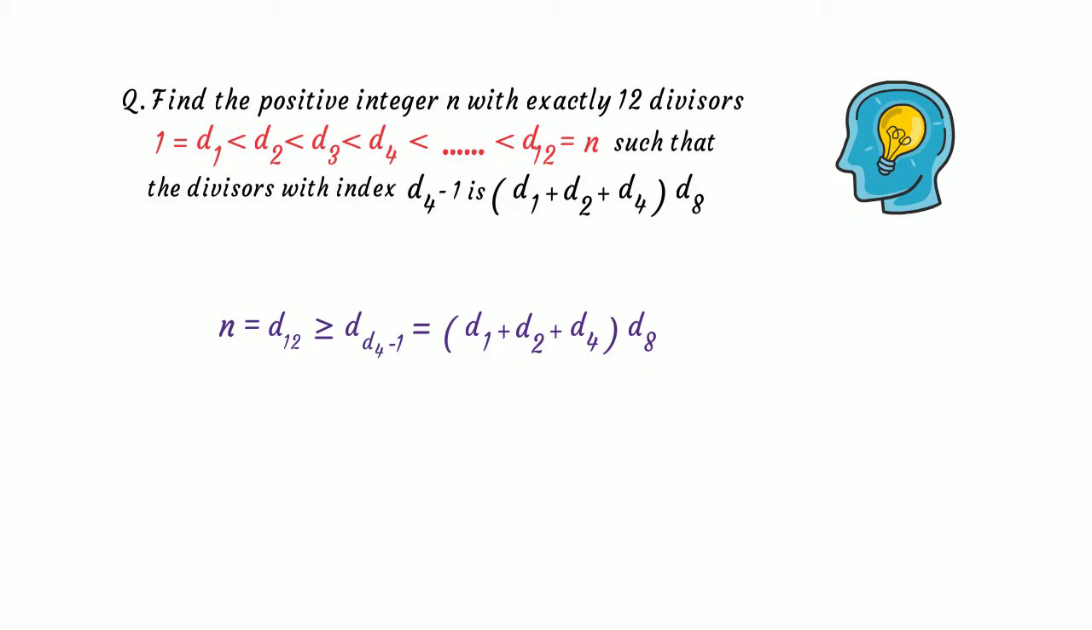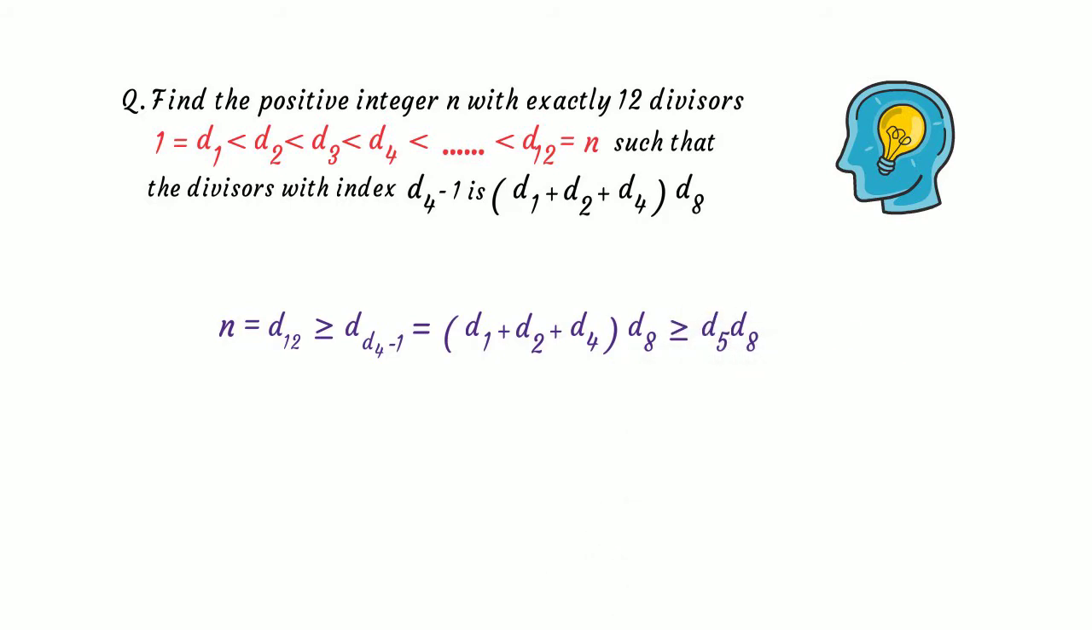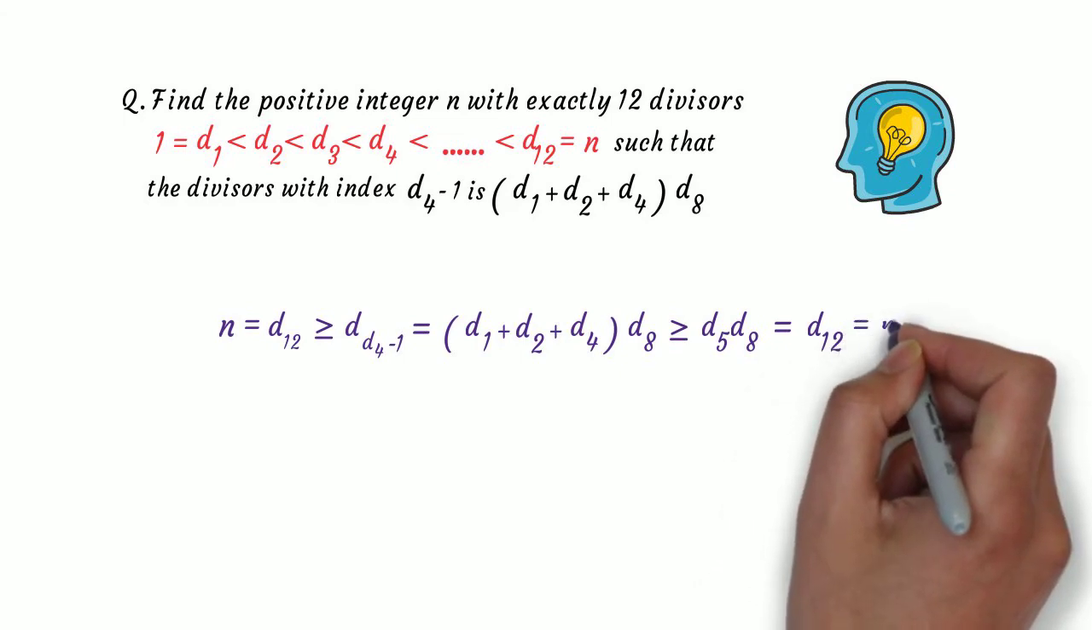This means this number equals some di, and here i must be greater than or equal to 5 because we already have d4 in the summation. So this factor must for sure be greater than d4, and hence we take it greater than or equal to d5. So we have this huge product greater than or equal to d5 into d8, and luckily 5 plus 8 is 13, and this means d5 into d8 equals n.